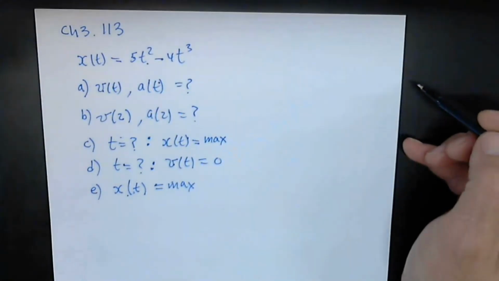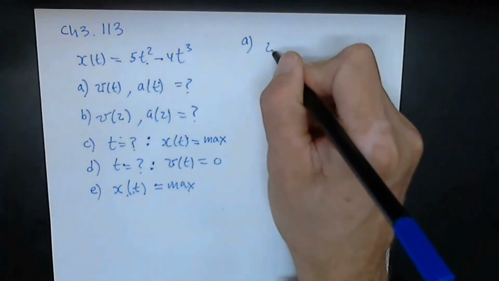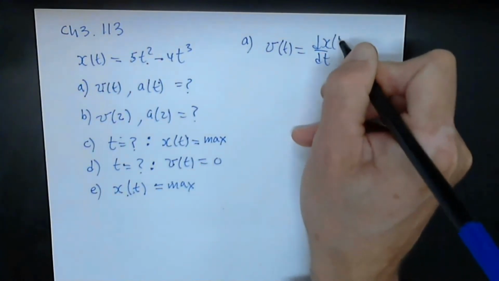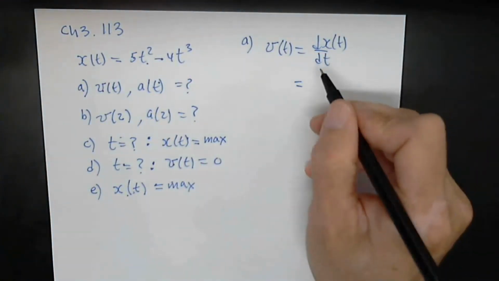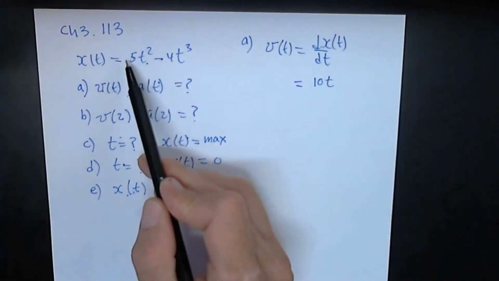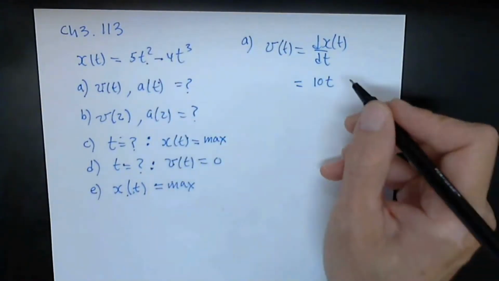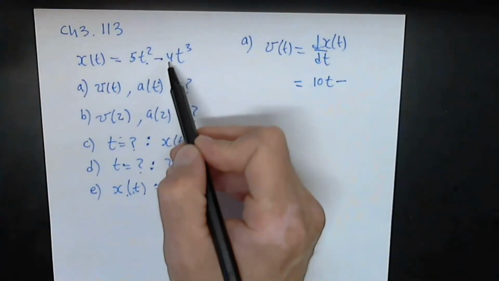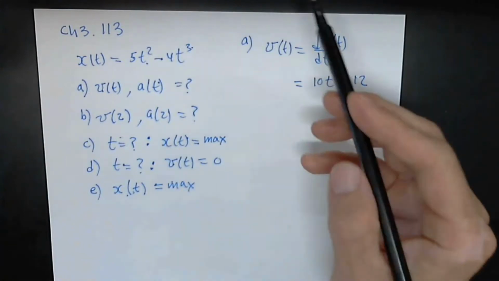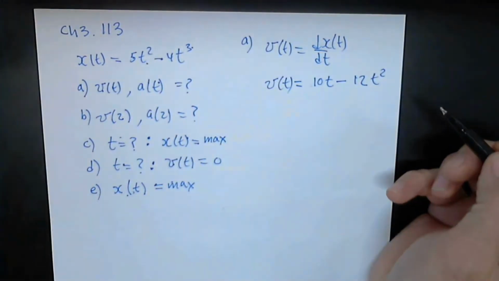So let's find the derivative. The velocity is dx/dt, which is 10t. So the 2 goes to the front. 2 times 5 is 10. And 2 minus 1 is 1. So it's just t. Minus, the 3 goes to the front. 3 times 4 is 12. And 3 minus 1 is 2. So that's the velocity as a function of time.